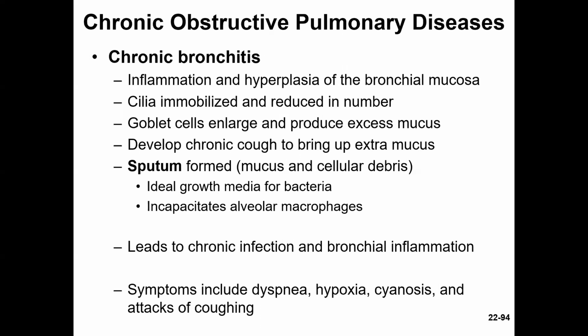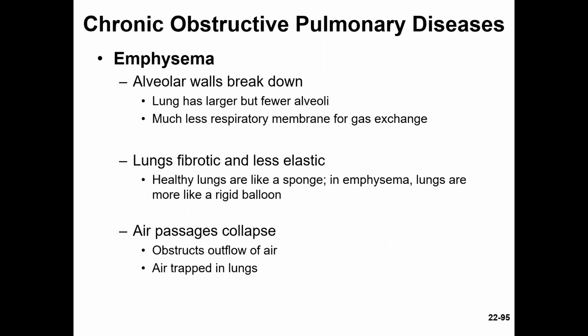Chronic bronchitis is the inflammation and hyperplasia of the bronchial mucosa. The cilia are immobilized and reduced in number. Goblet cells enlarge and produce excess mucus. They develop chronic cough to bring up extra mucus. Sputum is formed. This is mucus and cellular debris. This is ideal growth media for bacteria. It incapacitates alveolar macrophages. So this leads to a chronic infection and bronchial inflammation. The symptoms will include dyspnea, hypoxia, cyanosis, and attacks of coughing.